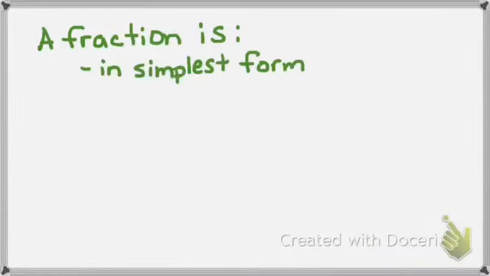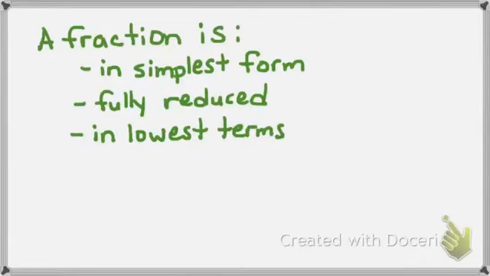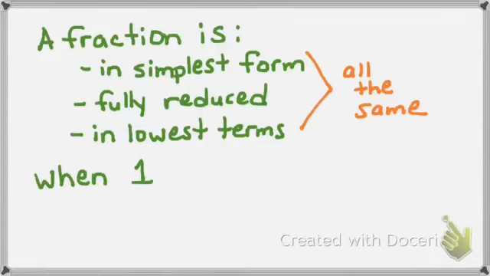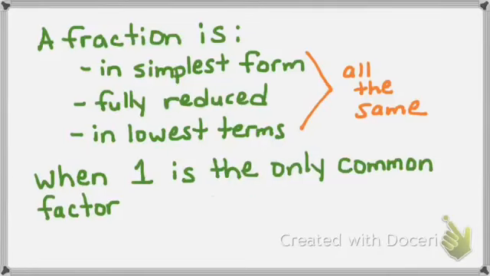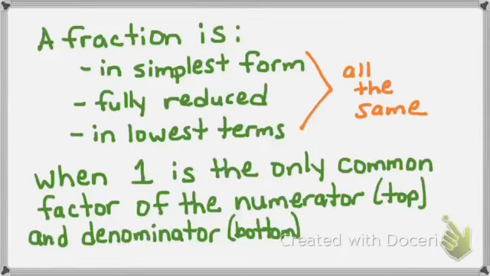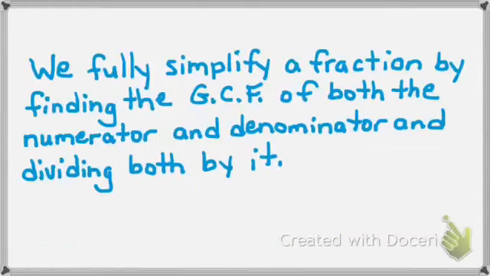So a fraction is in simplest form, fully reduced, and or in lowest terms, because those all mean the same thing, when 1 is the only common factor of the numerator and the denominator of the fraction. We fully simplify a fraction, or reduce it, or put it in lowest terms by finding the GCF of both the numerator and denominator and dividing both by it. Let's see how this is done.